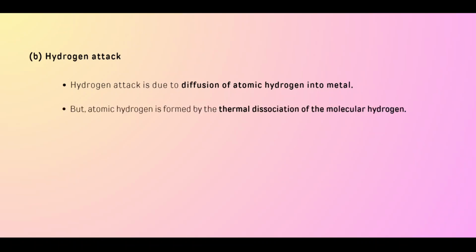Hydrogen attack. At high temperatures, hydrogen attack is also due to diffusion of atomic hydrogen into the metal. But atomic hydrogen is formed by the thermal dissociation of molecular hydrogen. That is, H2 gives H plus H, that is, thermal dissociation takes place. This atomic hydrogen is chemically very active at high temperatures and readily combines with carbon, sulfur, oxygen or nitrogen, usually present in small amounts in metals.